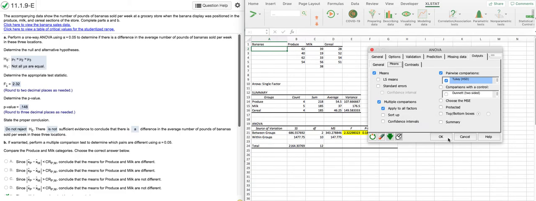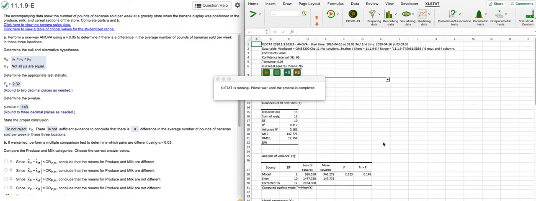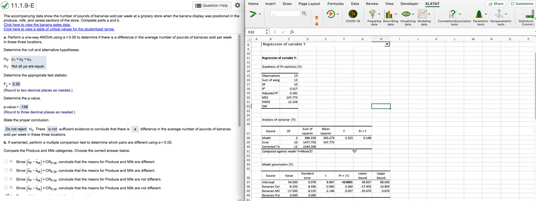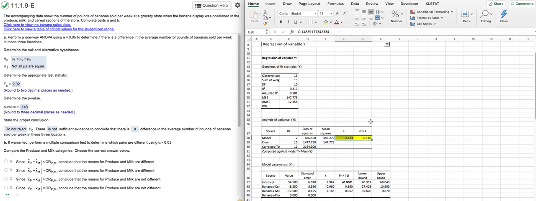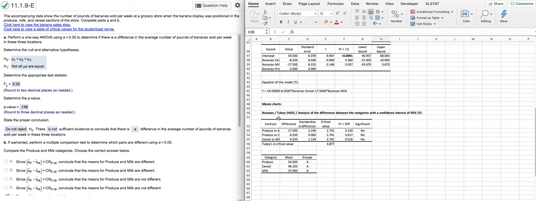And remember, we have the F stat and our p-value from the Data Analysis ToolPak. We've got the answers over here as well, and you can see that they are the same. As this loads, we've got 2.32 as the F stat, and our p-value of 0.148 matches the Data Analysis ToolPak results. Just out of curiosity, let's see what the Tukey-Kramer results look like down here. We really didn't need to run this because we were not able to reject the null in the first place.